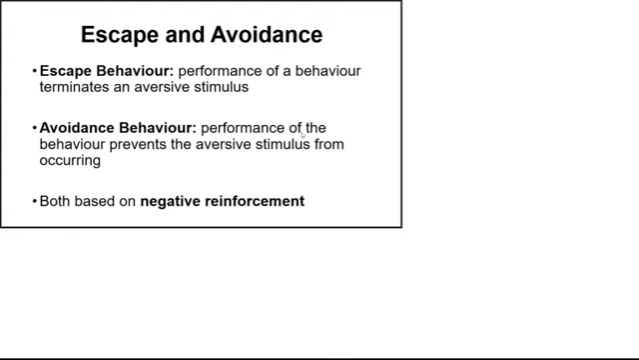So the aversive stimulus is that you have a headache. You're going to take an Advil to stop that aversive stimulus. So you escape from the presence of a bad stimulus by doing some kind of action. Avoidance behavior is where it gets really cool. With avoidance behavior, you would perform a behavior that prevents an aversive stimulus from ever occurring.